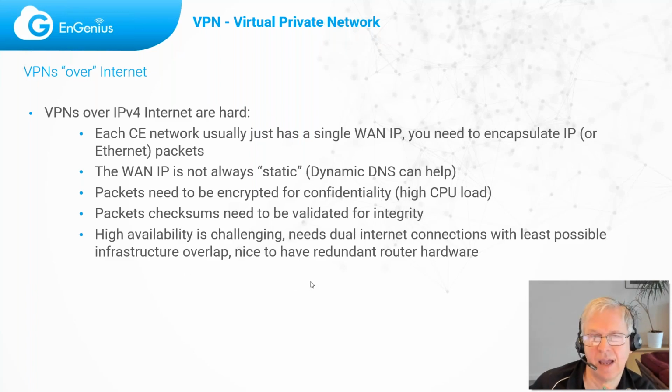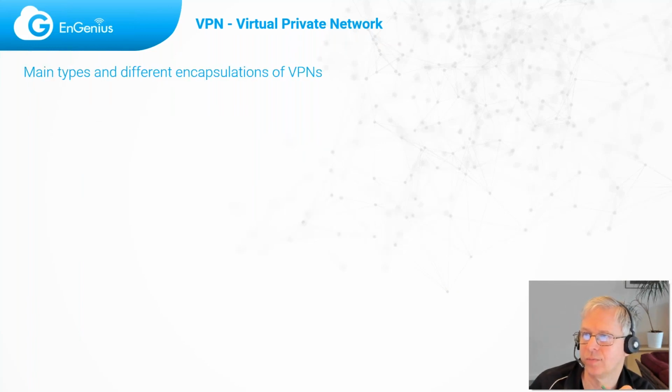And again, high availability here is also challenging. At the very least, you need a dual internet connection. And for those two internet connections, if you use the same type of connection from the same provider, using the same infrastructure, it's probably not a good choice. You want to have the least possible infrastructure overlap. And lastly, it's nice to have some redundant router hardware. So those are the things about that.